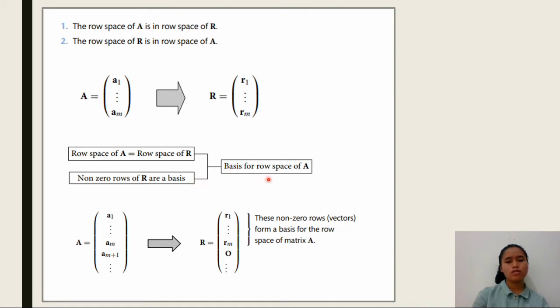So, a basis for the row space of R. These are the non-zero rows, and this is a zero row. The non-zero row vectors form a basis for the row space of matrix A.